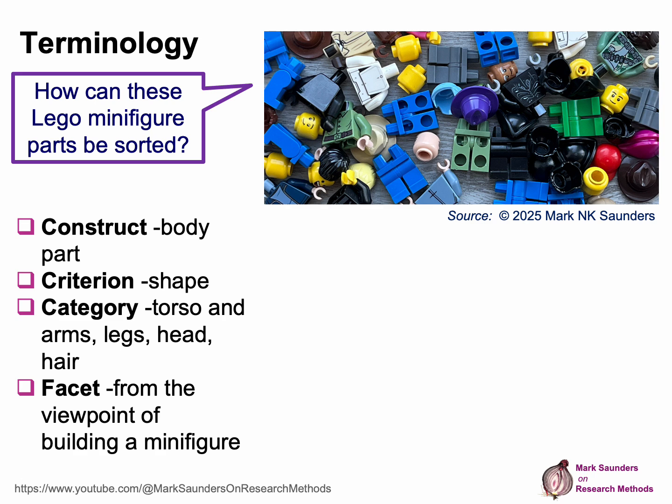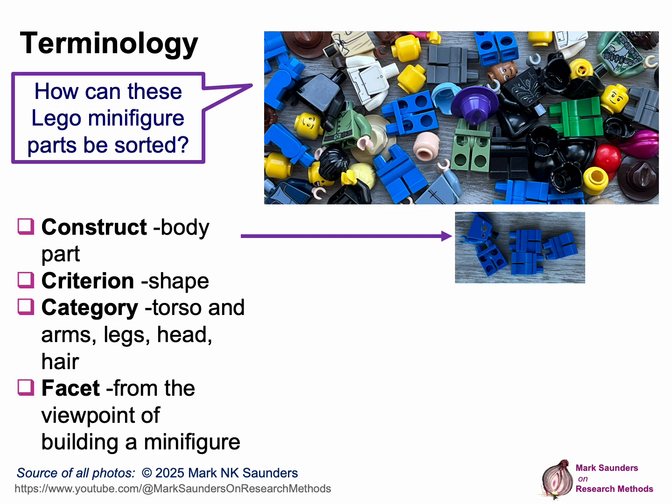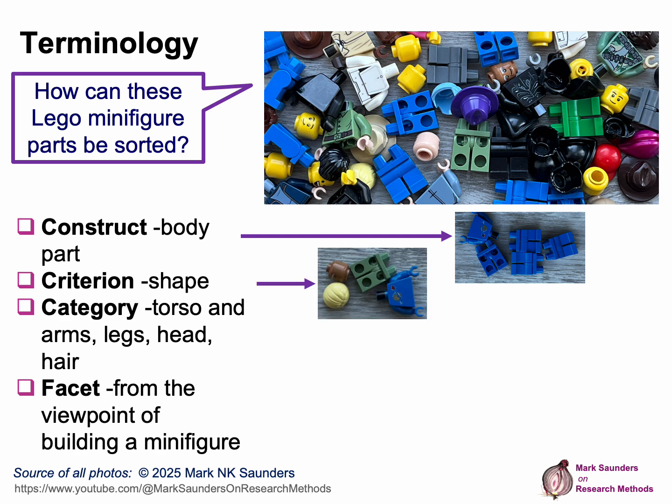So let's start off by looking at terminology, and we're looking here and thinking about how can these Lego minifigure parts be actually sorted. And so let's start off by looking at the construct, and here we see the construct as the body part. And the body part, as you can see here, are things like those little blue plastic things of parts of the body. Then we look at the shape, and here we can see that the different parts have different shapes, and you can see that there.